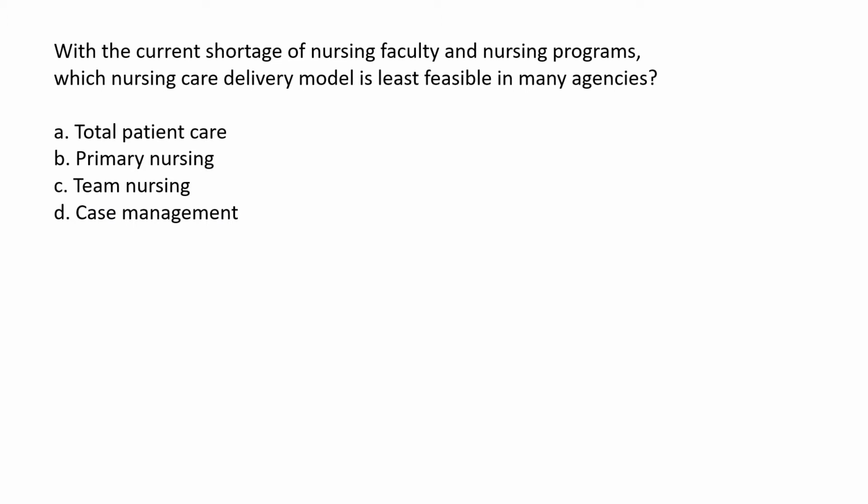With the current shortage of nursing faculty and nursing programs, which nursing care delivery model is least feasible in many agencies? A. Total patient care. B. Primary nursing. C. Team nursing. D. Case management.